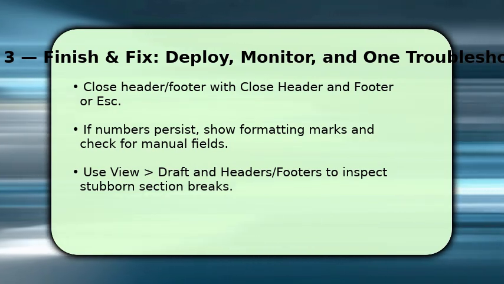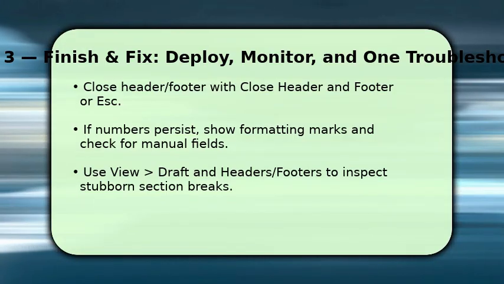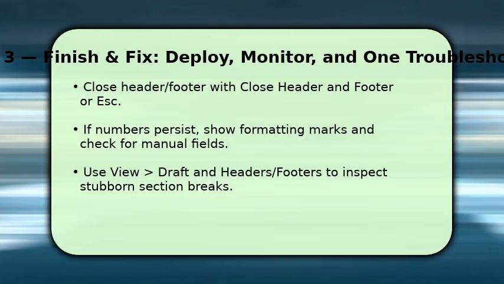If numbers persist, show formatting marks and look for manual page number fields or text boxes. Delete those. Also, inspect section breaks in draft view. If a section retained its own numbering, unlink it and remove numbers there. A final save ensures changes persist, and you're done.